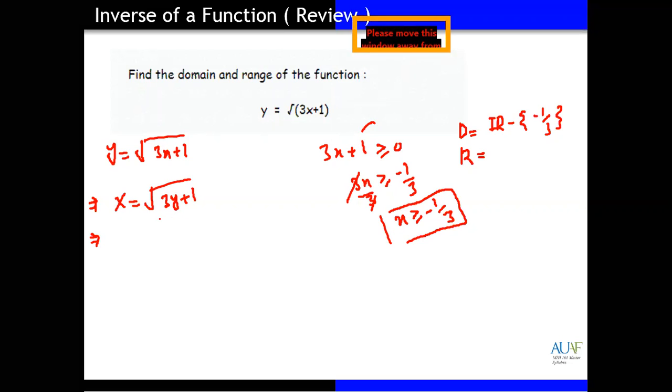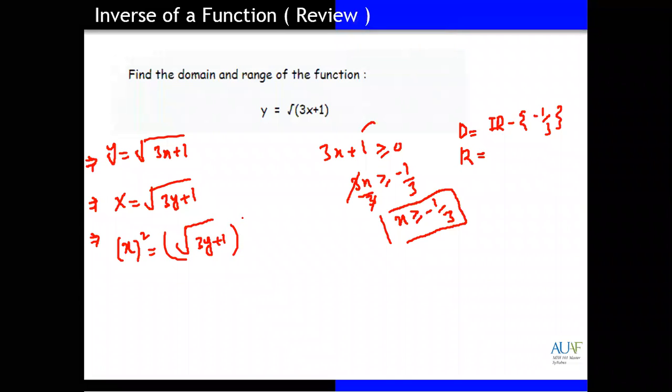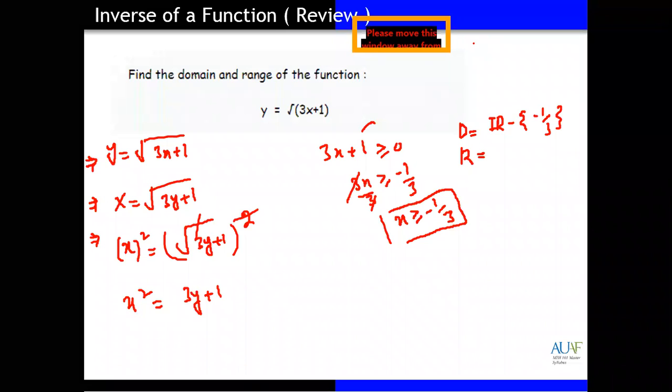equal to the square root of 3y plus 1. Now, the third step is to find the value of y. But first we need to remove the square root. If we take the square on both sides, squaring the right side 3y plus 1, and also squaring here, we have x squared equal to this; the square cancels with the square root. We have 3y plus 1. Okay, so we need to find the value of y.